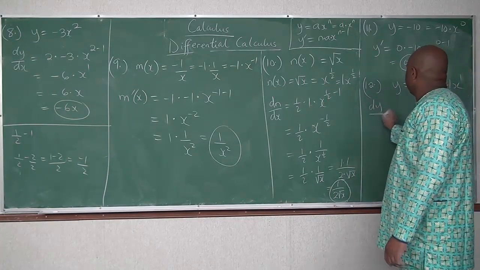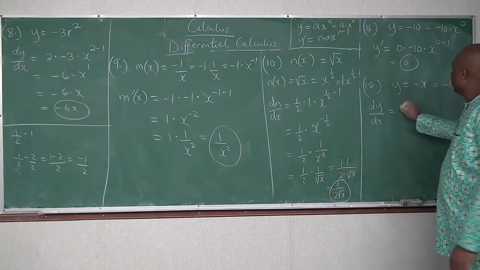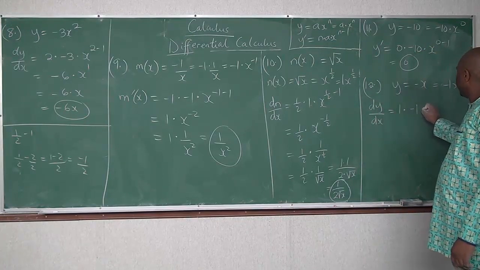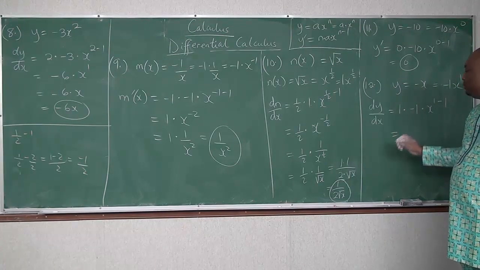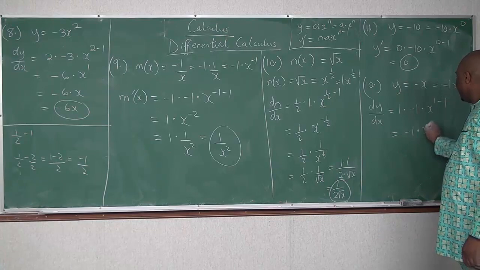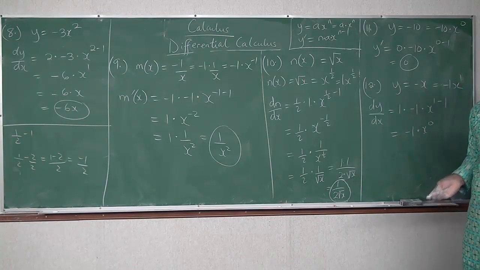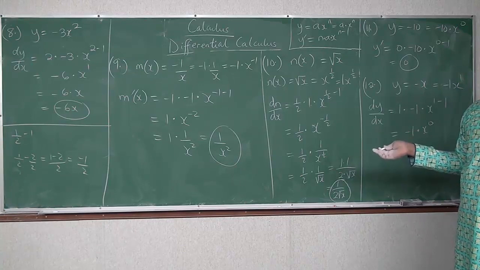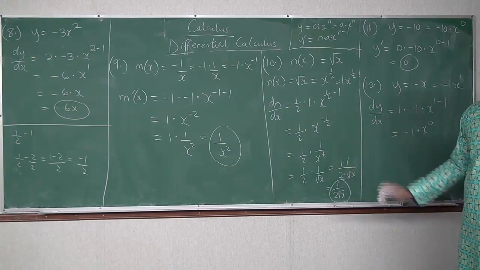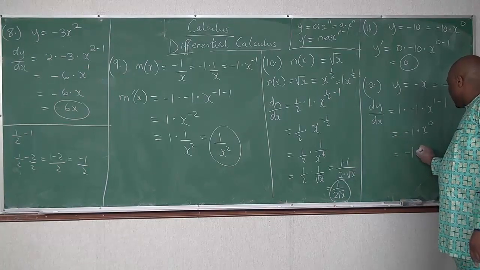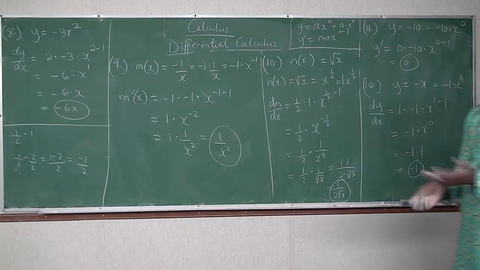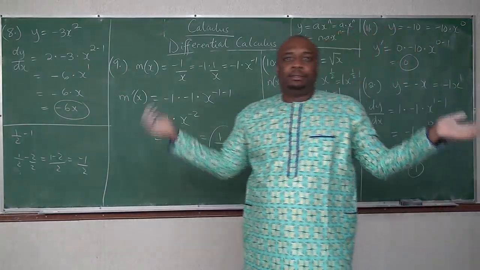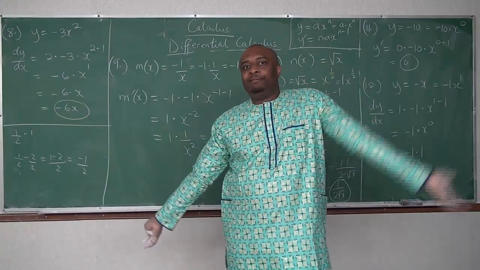So dy/dx, or y prime, will be 1 times negative 1 times x to the 1 minus 1. Right? So this is equal to 1 times negative 1, which is negative 1, times x exponent 0. And anything raised to exponent 0 is what? 1. So this will be negative 1 times 1, and that is what? Negative 1.